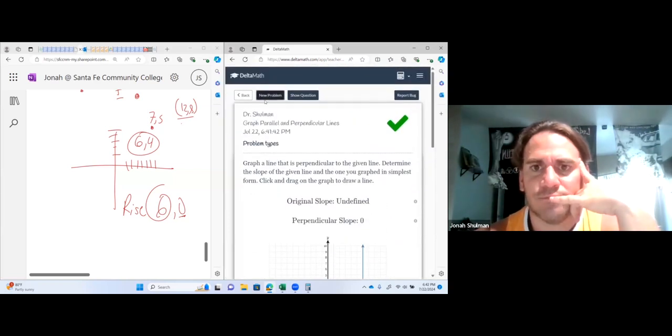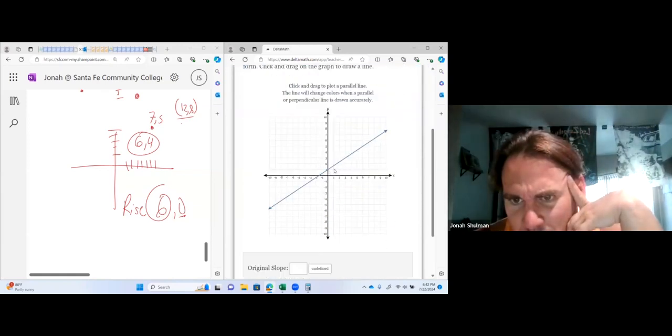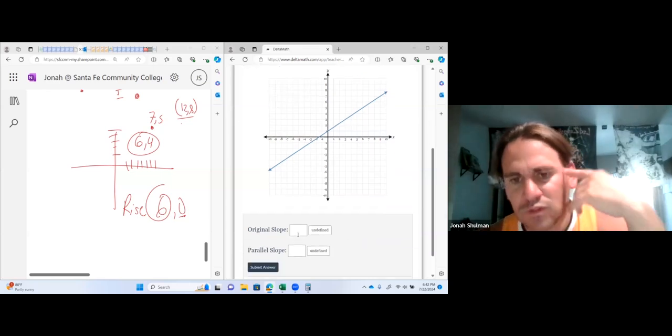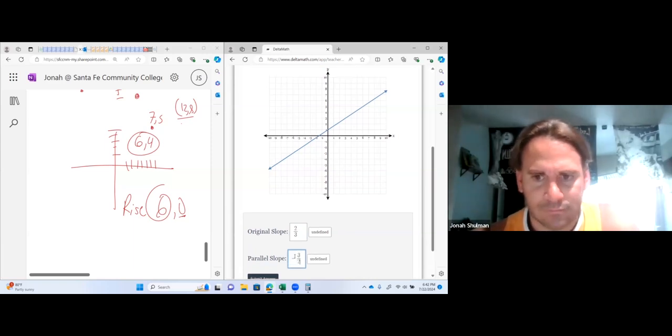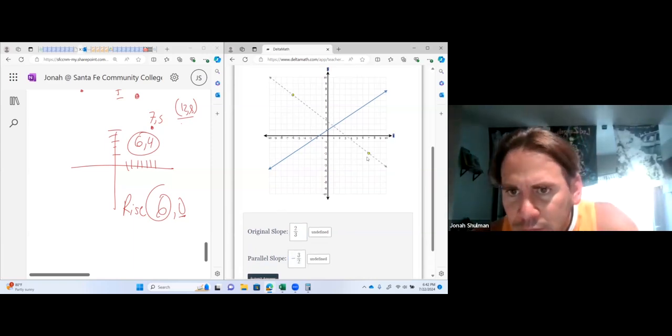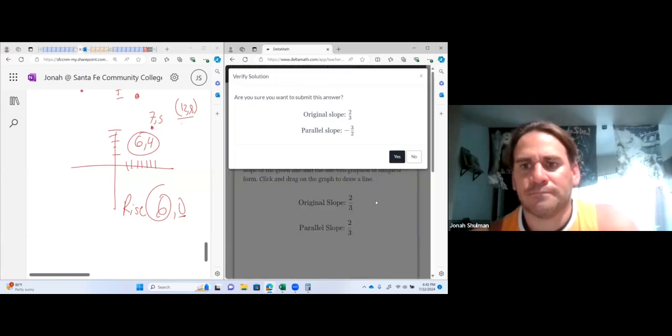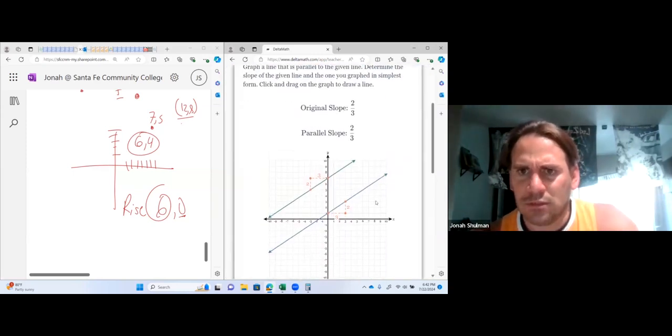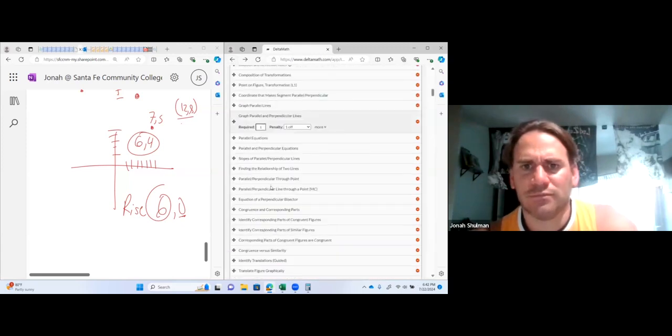Let's do one more. This is a slope of, we rise up 1, 2, we run over 3, so it's 2/3. So this is negative 3/2. What? Oh, it's parallel. I put perpendicular. I'm cool with it. I didn't read the question.